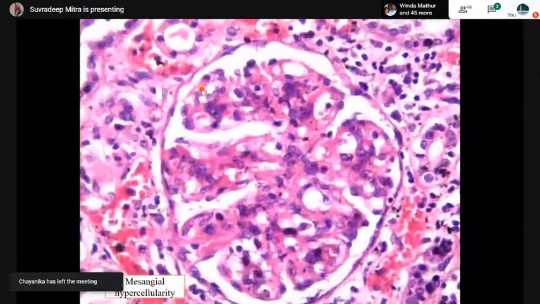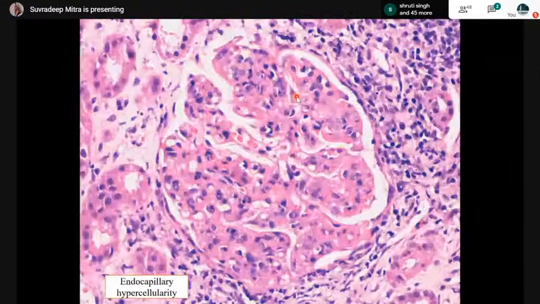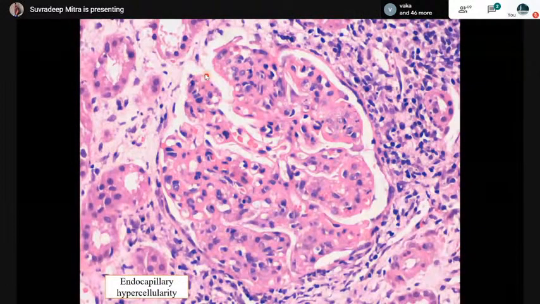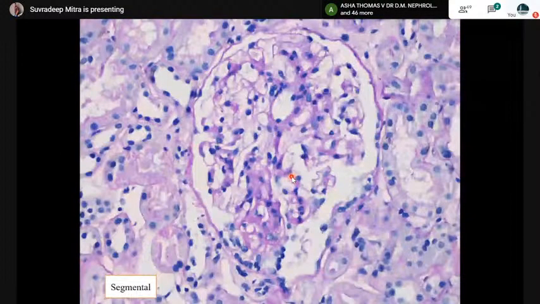You see here the capillary loops are quite nicely visible and only the mesangium is hypercellular, whereas if you look here you cannot see the capillary loops at the periphery, and you can safely say that this is a situation of endocapillary hypercellularity.